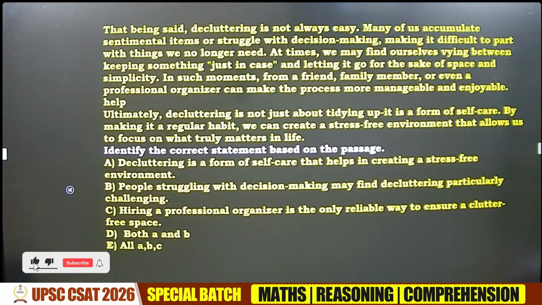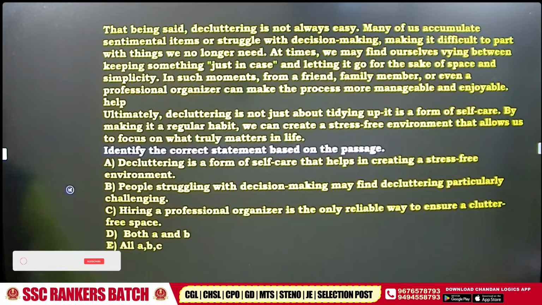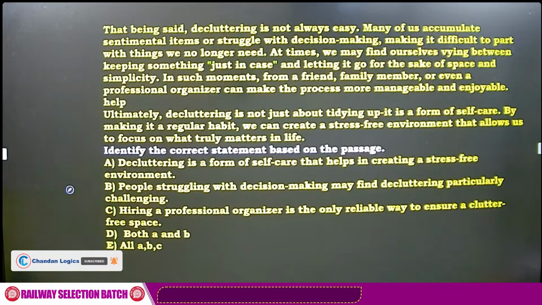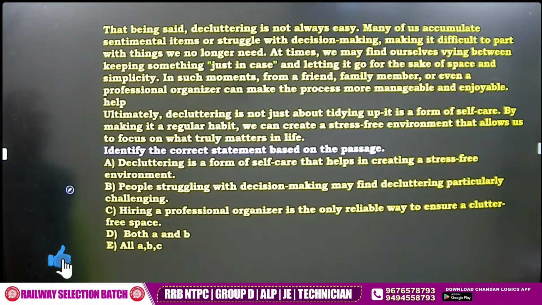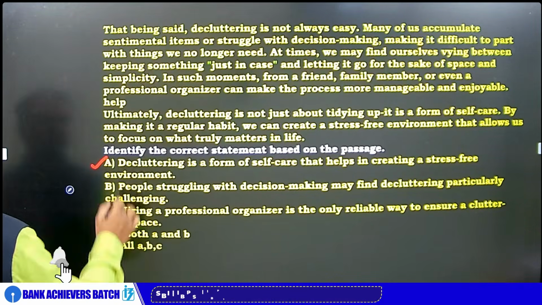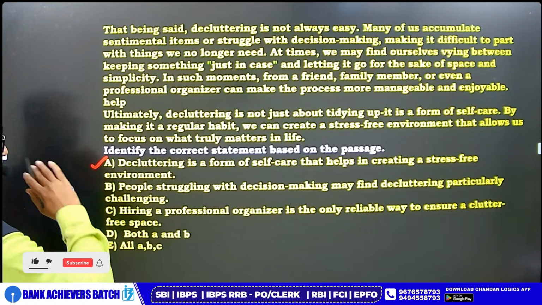Yes, guys. What is the question there? Identify the correct statement based on the passage. There are 4 sentences. What do you think is the correct statement? Sentence A, decluttering is a form of self-care and creates stress-free environment. 100% correct. People struggling with decision making may find decluttering particularly challenging.